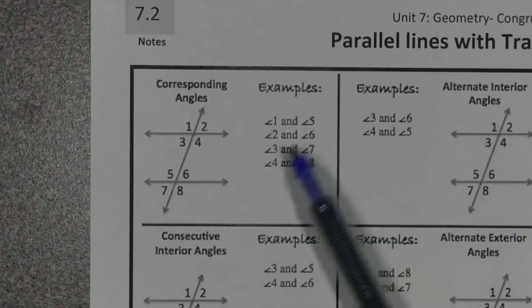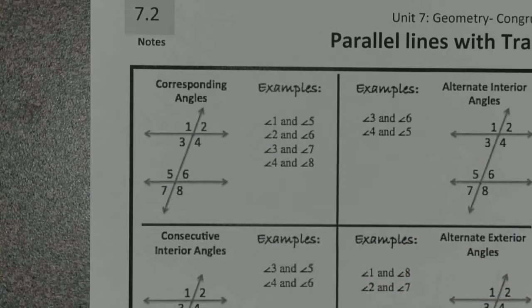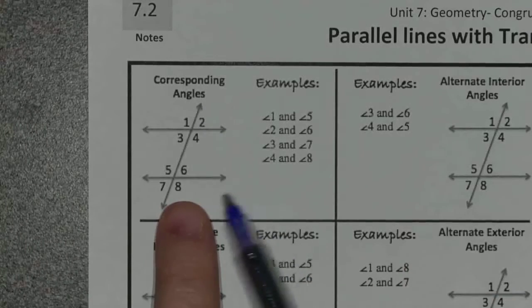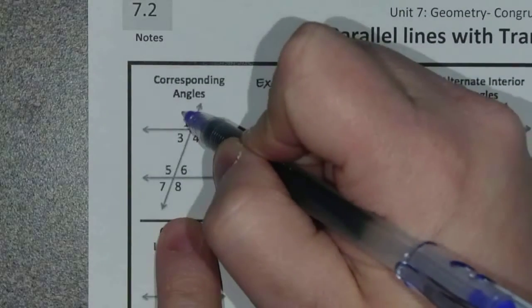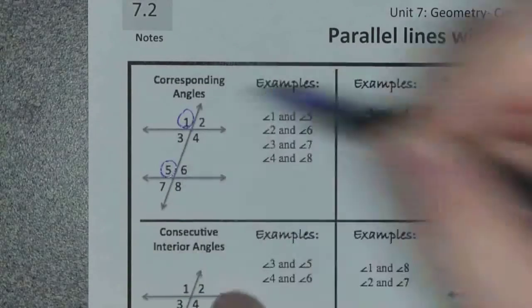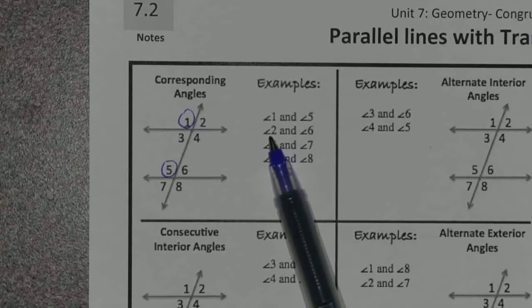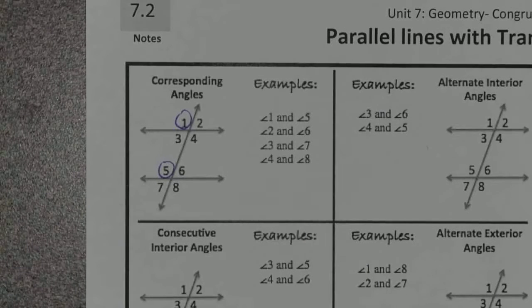Where that happens, angles are formed, and here the angles are numbered. When those angles are formed, special relationships happen. The first relationship we're going to talk about is called corresponding angles. Look at the angles that they say are corresponding. Angle 1 and angle 5 are corresponding. I'm not going to circle the rest because then it will look like I circled them all. 2 and 6 are corresponding, 3 and 7 are corresponding, and 4 and 8 are corresponding.